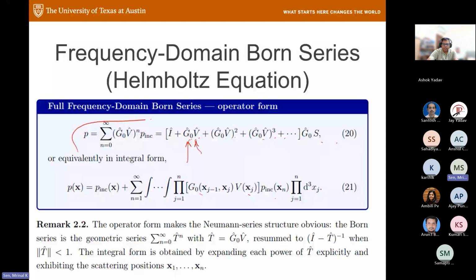Okay. So Ashok, is this clear? Yes, sir, this is clear. So one question arises that in Kennett it was very easy to expand to anisotropy or to put attenuation into it. Yeah. So is it also the case for this Born series?